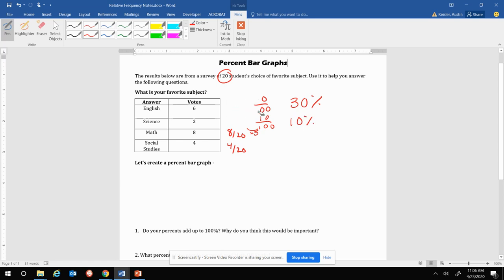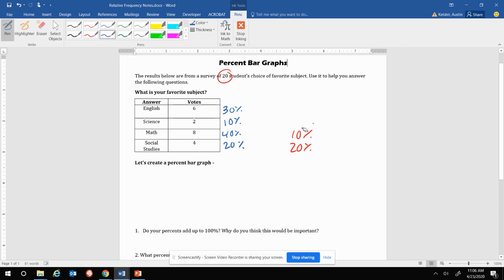I'm actually going to erase these up here to give me a little more room. Then I know 8 over 20. I can get that 20 to 100 by multiplying by 5. So 8 times 5 is 40. So 40% pick math. And then 4 out of 20, if I multiply by 5, I get 20%. So there's all my percents. I'm going to rewrite them over here because we're actually going to make a percent bar graph right there. So I've got 30% pick English, 10% pick science, 40% pick math, of course, and 20% picked social studies.